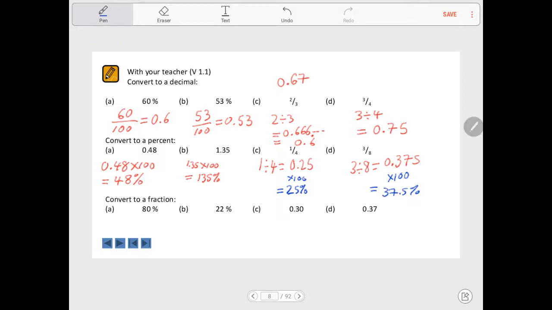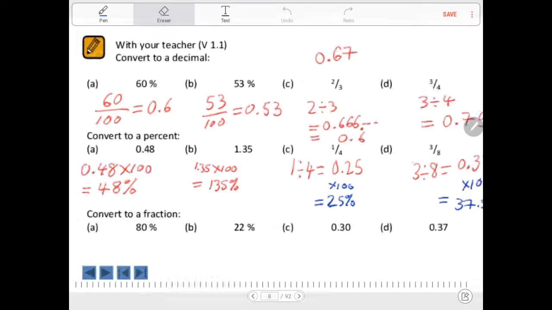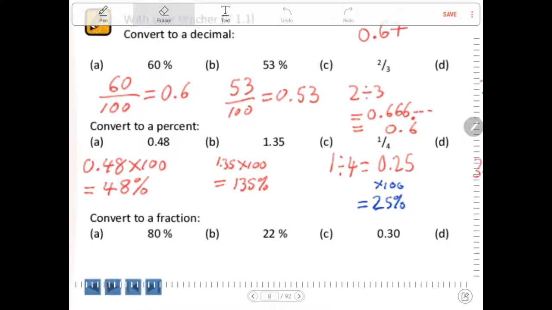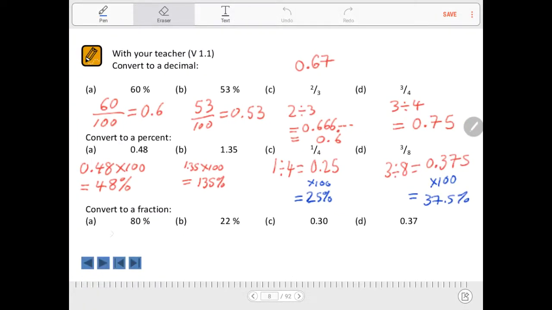Okay, so the last one we're going to be converting 2 percentages and 2 decimals into a fraction. So let's look at the percentages first. So percentage to fraction, we place over 100 then cancel down. Okay, so this is something students generally don't enjoy all that much, working with these fractions, but let's give it a go despite that. Okay, so we're going to place this over 100 and then cancel it down. So 80 divide 100.